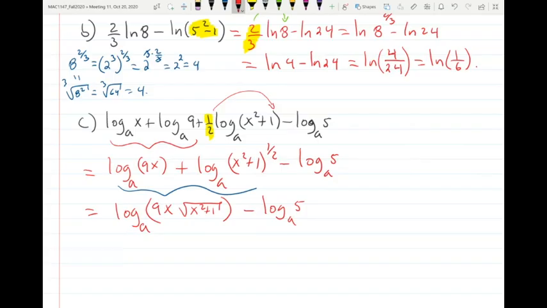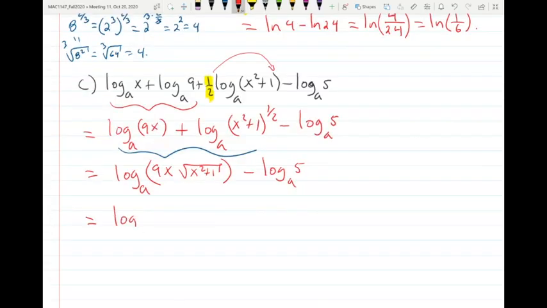And then finally, we are subtracting the logs. So now we write this as a quotient: 9x square root of x squared plus 1, all of this divided by 5. Okay, questions? And we manage this as a single logarithm. Questions on this? Okay, so again, of course, to do this problem successfully, you need to know the properties. You need to know them back and forth to be able to do this type of example.